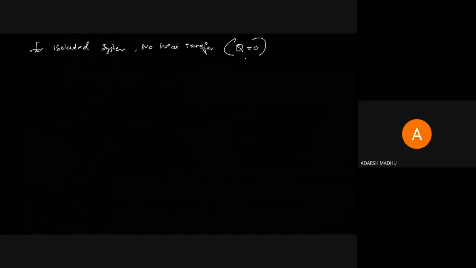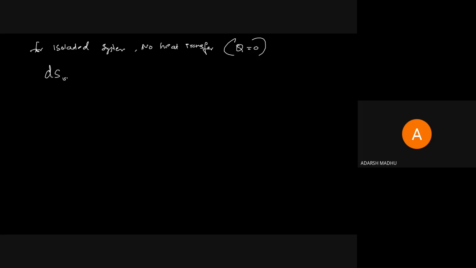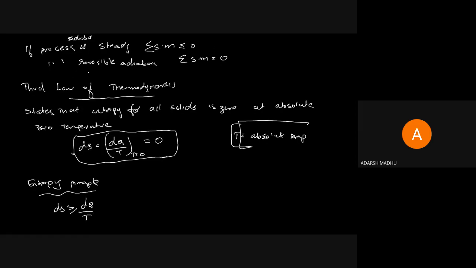For an isolated system, we know that there is no heat transfer and no mass transfer. No heat transfer means Q equal to 0. So the equation becomes ds of isolated equal to 0. For an isolated system, the equation of entropy becomes ds of isolated equal to 0.